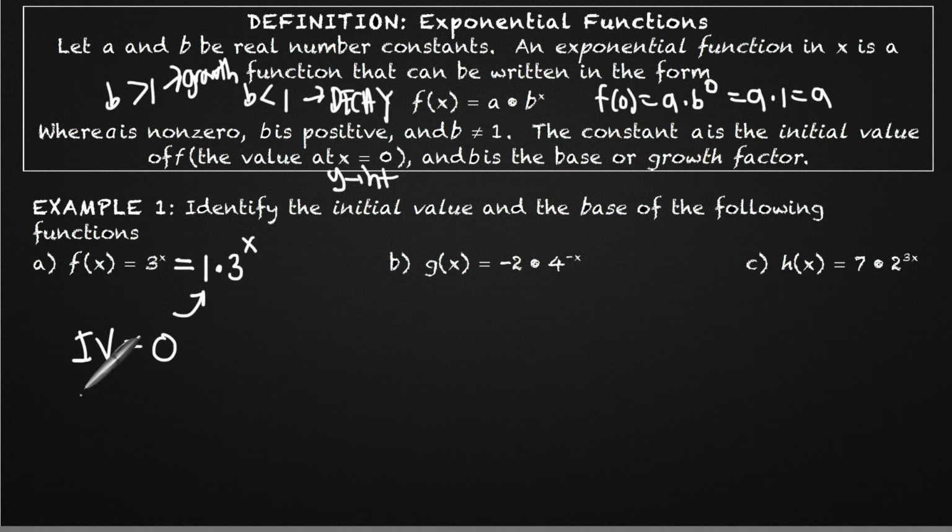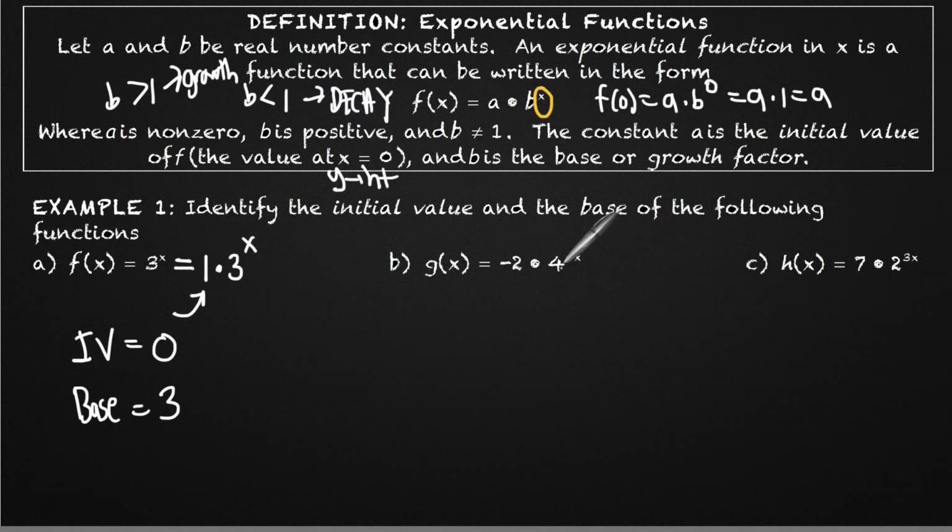Your base, or your growth factor, let's just call it the base, is going to be your b. It's whatever is raised to the x, so that is 3. Okay, now letter B can be a little tricky, because in order for you to identify the initial value and the growth rate, you have to get it in the form a times b to the x, not to the negative x or the 3x or the 5x or the negative 2x. It must be x. So let me circle that. You've got to get it in terms of x.